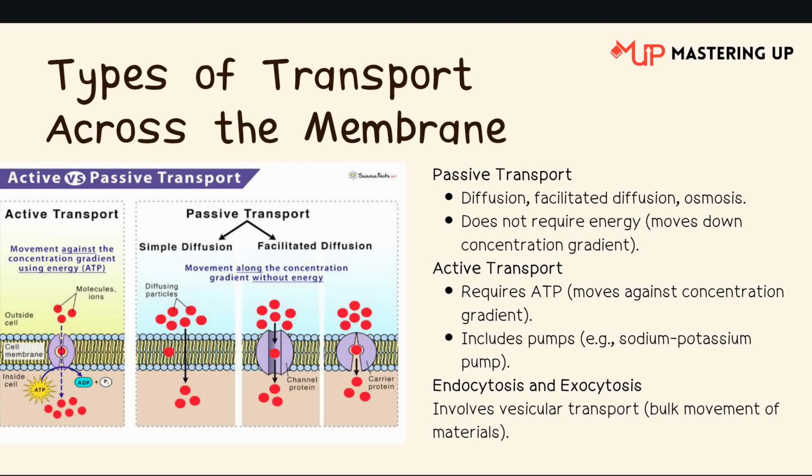In contrast, active transport requires energy in the form of ATP. This process is used to move substances against their concentration gradient, meaning from areas of low concentration to areas of high concentration. A well-known example of active transport is the sodium-potassium pump, which is vital for maintaining the cell's electrochemical gradient.